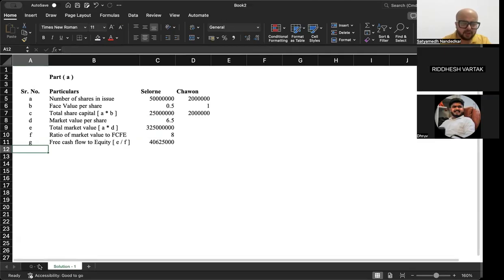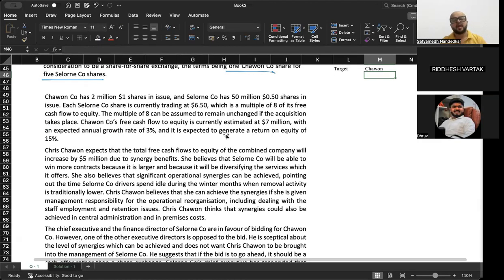Now let's see what other data is given to us. Chavon Company's free cash flow to equity is currently estimated at 7 million. Okay. For Chavon Company, what is the free cash flow to equity? 7 million. Expected to grow at an annual rate of 3%. Expected to generate return on equity of 15%. Okay.